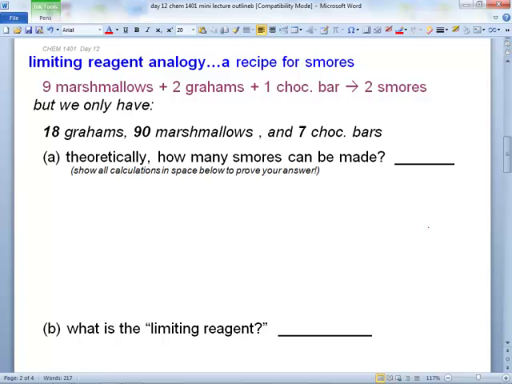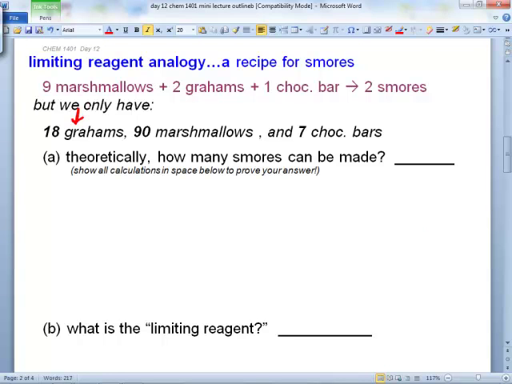Even if you figure out an answer, look at the next question. You got 90 marshmallows. You got to figure out how many s'mores you can make from that one. And then you got to do the same thing for the chocolate, right? You get an answer for every one of those. And then what would be your true answer? The smallest one. Exactly.